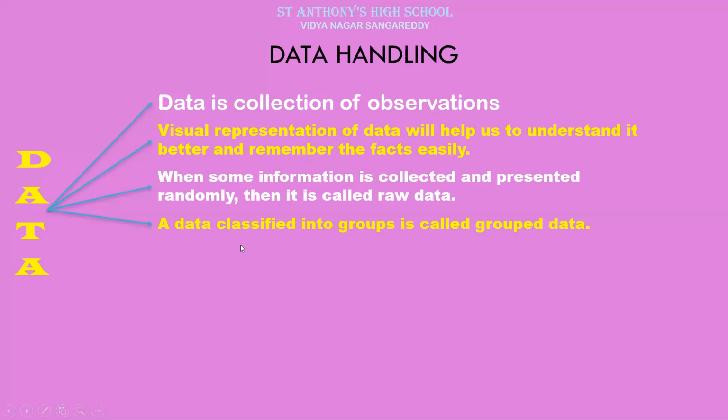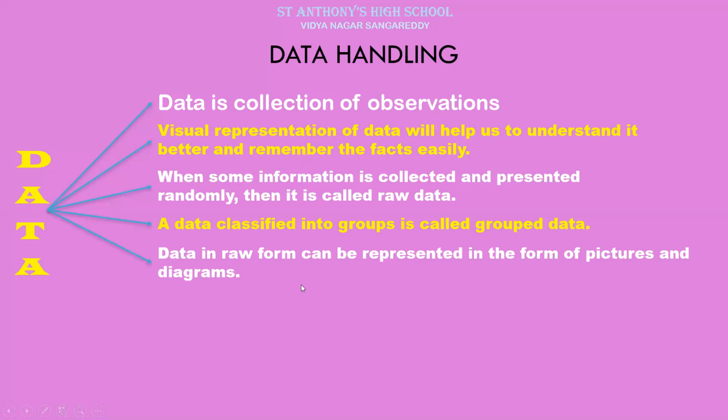Next, data classified into groups is called grouped data. For example, in those marks, below 35 marks is one group, above 35 marks is another group. So we can classify that. We can divide the marks into groups. That data is called grouped data.